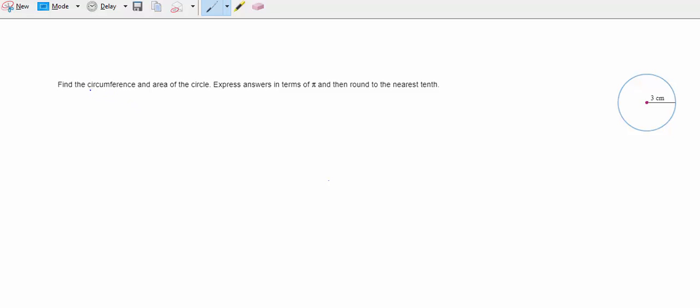In this problem, we're going to calculate the circumference and the area of a circle with a radius of 3 centimeters. So the circumference formula is C equals pi times the diameter of the circle, or it can be calculated as 2 times pi times the radius of the circle. Since in our case we have the radius, which is 3 centimeters, we're going to use C equals 2 times pi times r to calculate the circumference.